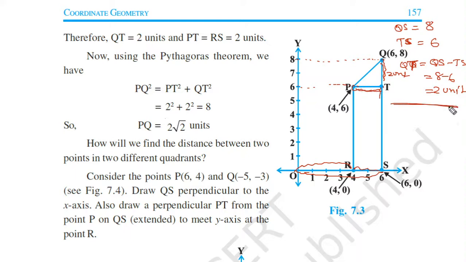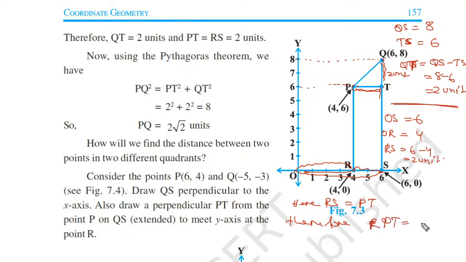Okay, so let's start. So here you can write OS equal to how much? 6 unit. Similarly, OR equal to how much? 4 unit. You can see here it is 6. Now RS is equal to 6 minus 4 equal to 2 unit. Now, here again we can write RS equal to PT. Therefore we need PT. Yes. Therefore PT is equal to 2 unit.